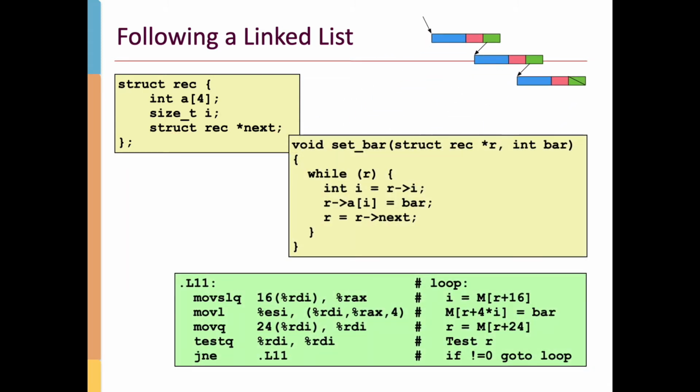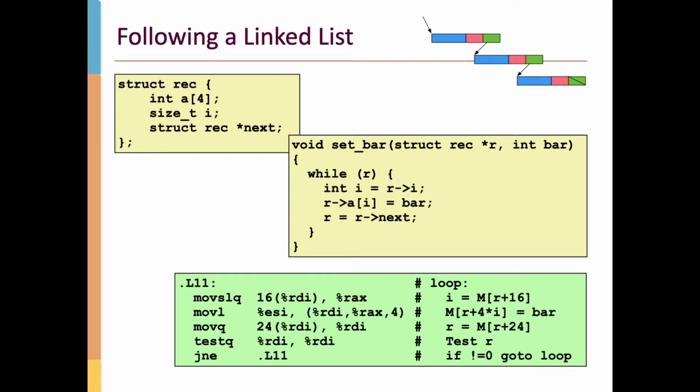Let's take a look then at a function that's going to traverse this linked list structure. So we're going to get as our parameters to this set bar function two things: a pointer to the beginning of the list, which is just a pointer to one of these struct rects, and then a value bar. What it's going to do in the business end of the loop here is grab the value of i out of the current structure that we're pointing to and store that in this local variable i. And notice, because we've got a pointer to a structure, we're using the arrow notation to fish the value out.